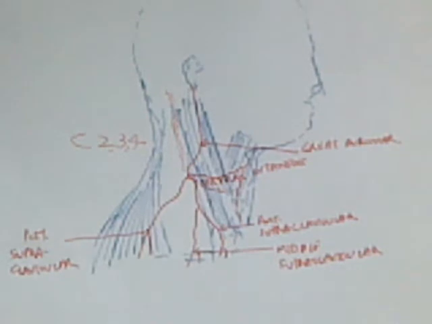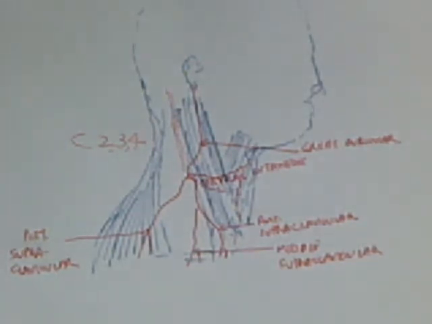When we talk about C5, C6, C7, C8 and T1, they form part of the brachial plexus and supply the upper limb, and therefore they do not supply the neck.